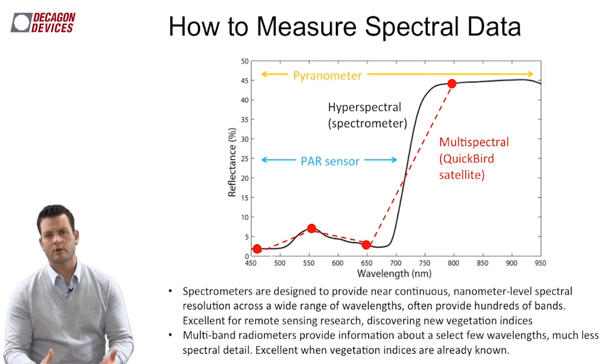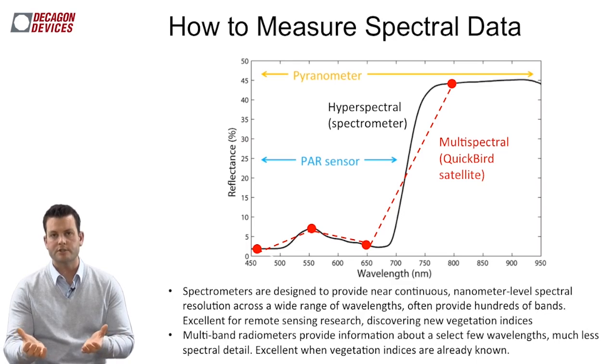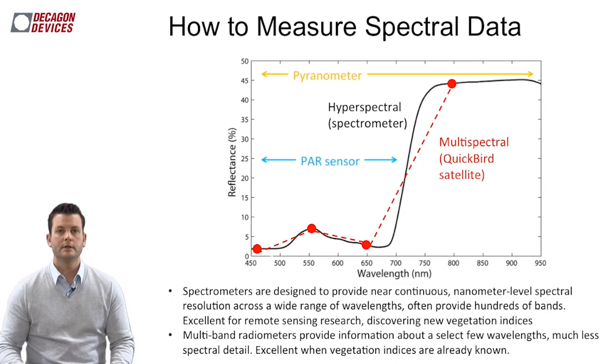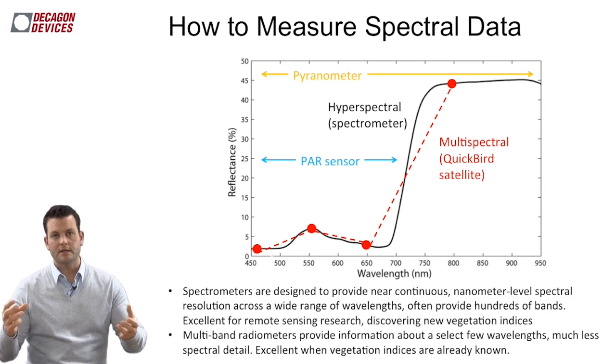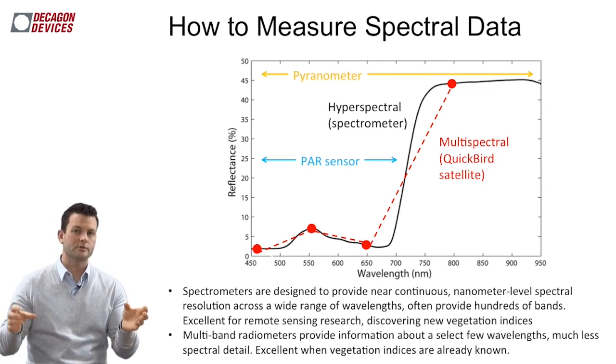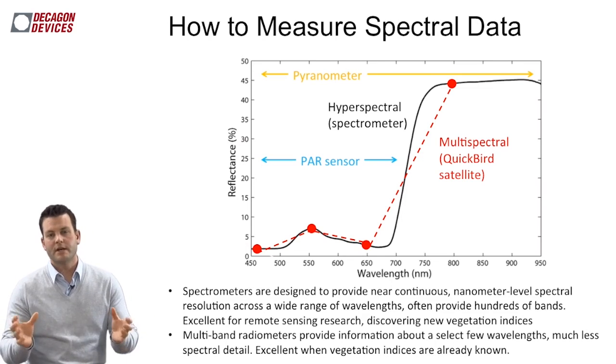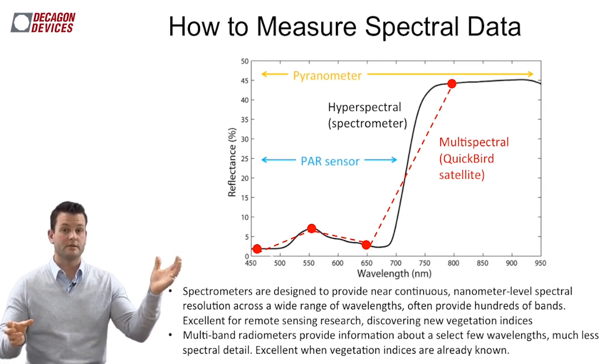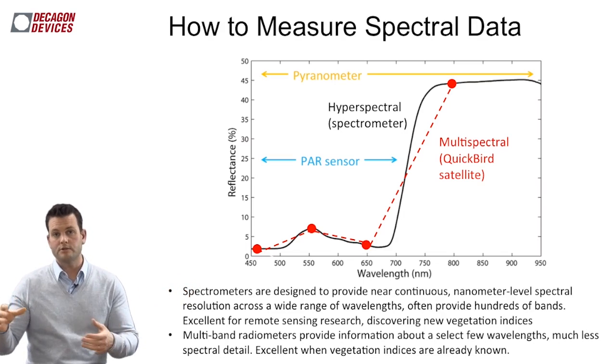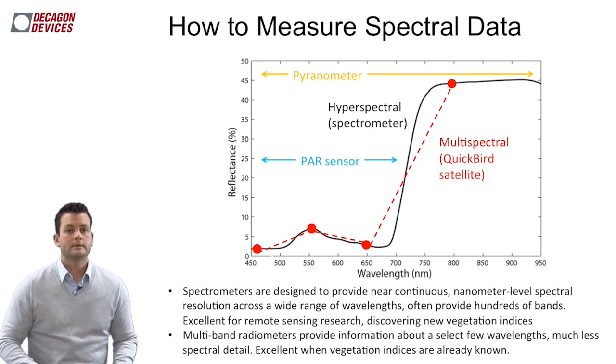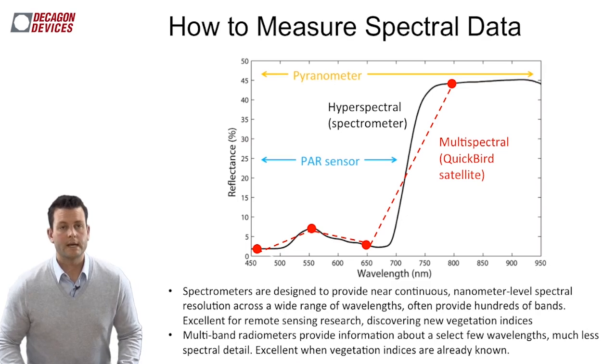So the multispectral approach is basically synonymous with a multi-band radiometer. It's a little fuzzy getting into the difference between hyperspectral and multispectral, but basically we can think of it as hyper means a lot and multi means just a few or more bands that we're looking at.